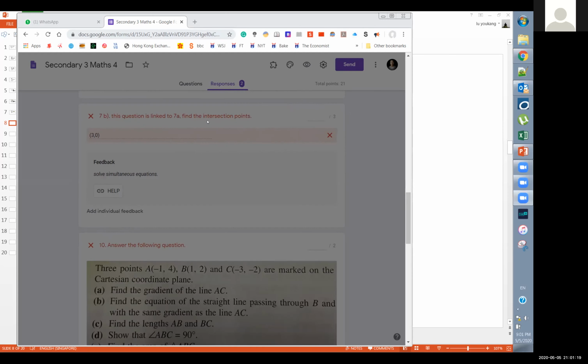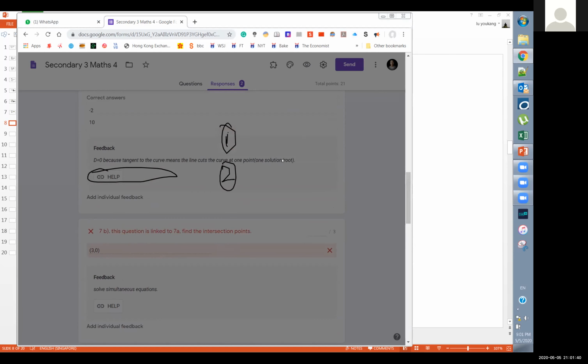This question is to find the intersection point. How to find the intersection point? You just equate the two, solve equation 1 and 2 together. Simultaneous equation. Wait, let me see if my answer is correct. Let me see the two equations.